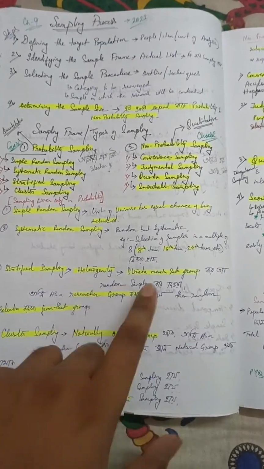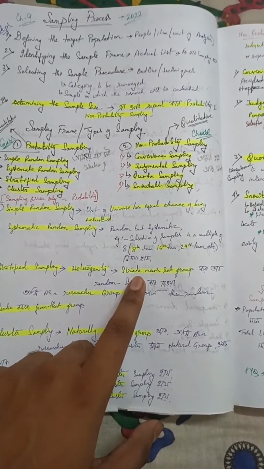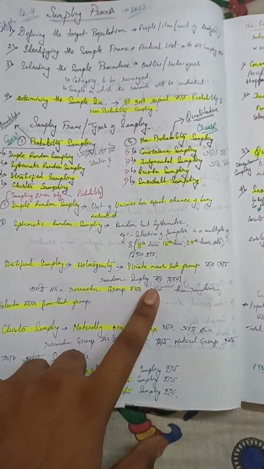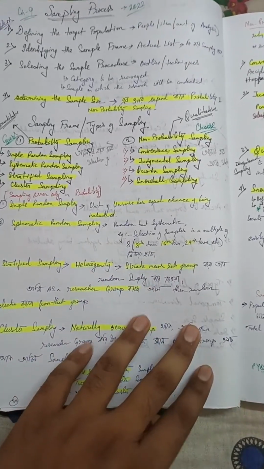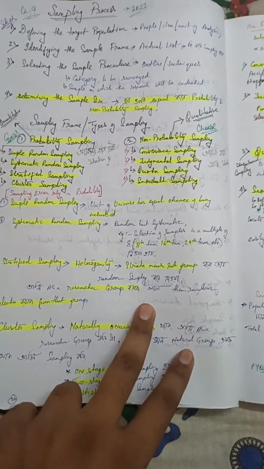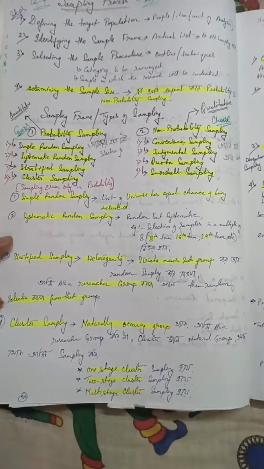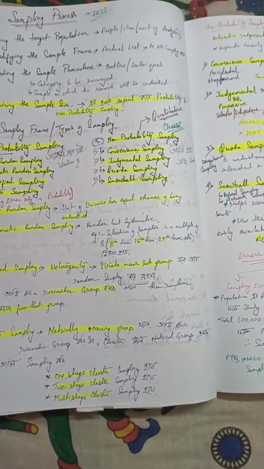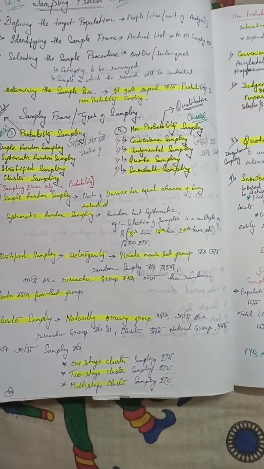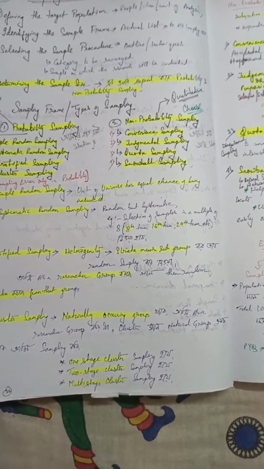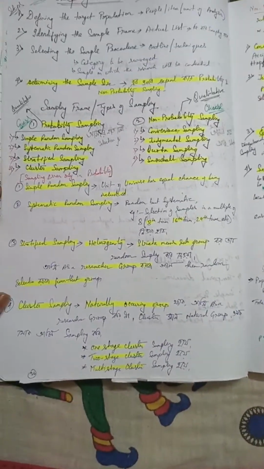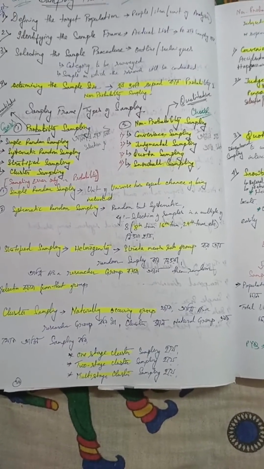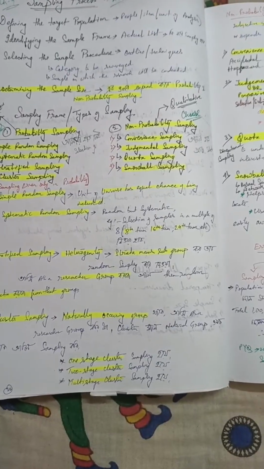Now comes stratified sampling. Stratified means we are making strata, we are making subgroups. It's heterogeneity. That means I, as a researcher, am creating the groups. There is a difference between stratified sampling and cluster sampling. Stratified means the researcher is making a group, and cluster means a naturally occurring group. Cluster can be one-stage, two-stage, or multi-stage.